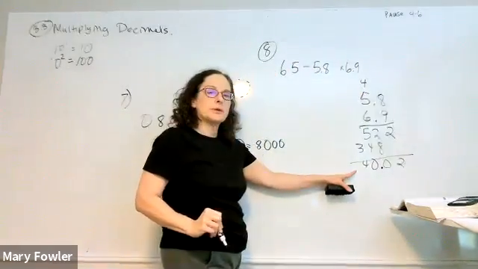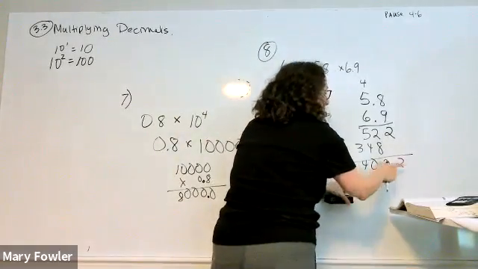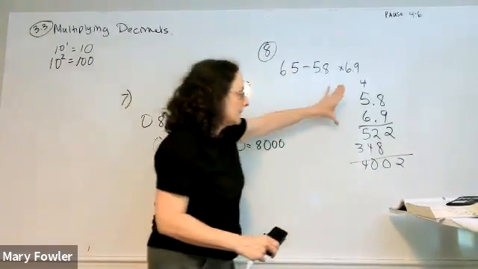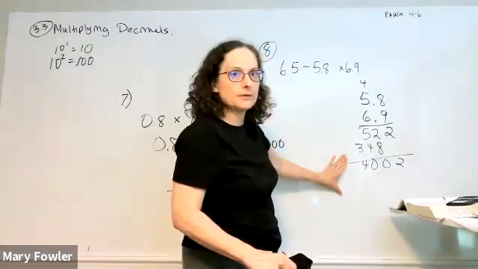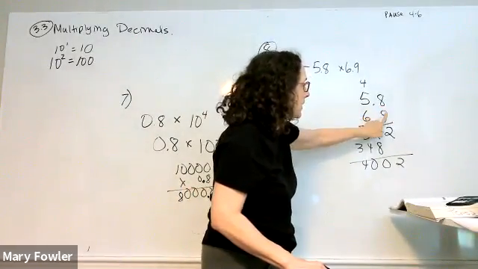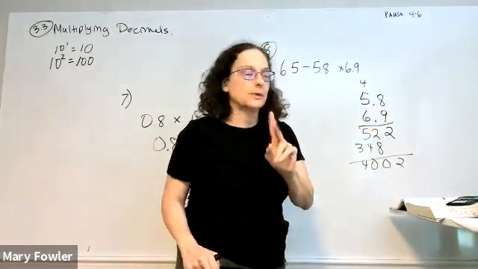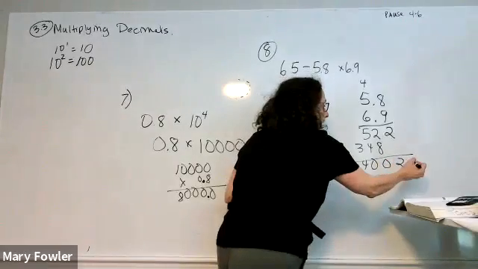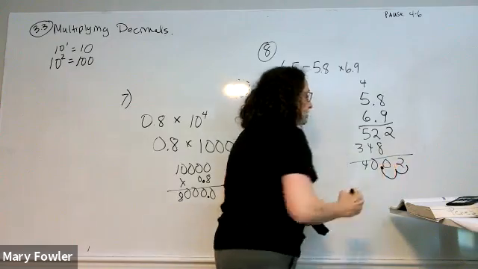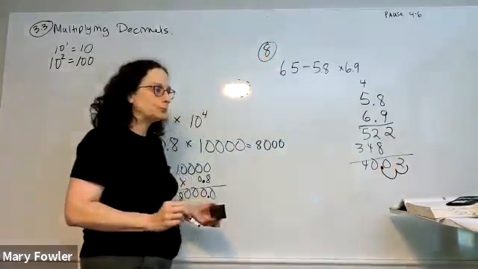Okay, I get 4002. All right, so that's what I got when I just multiplied as if everything was a whole number. Now counting up the total number of decimal places, there's 1 in the first number and 1 in the second, a total of 2 decimal places. So I'm going to come over here and count over from the right and insert my decimal right there. So it's 40.02.